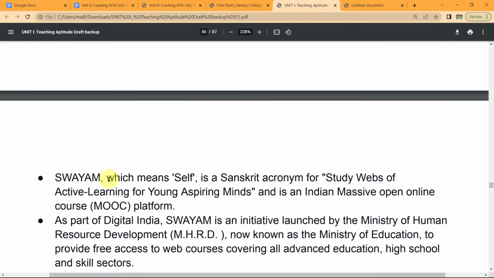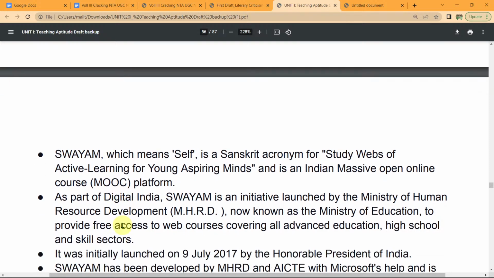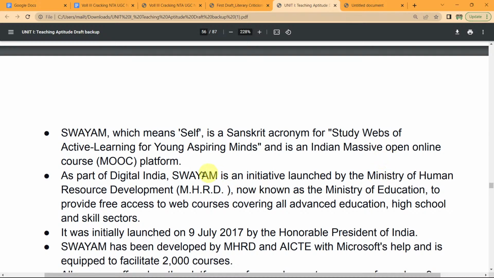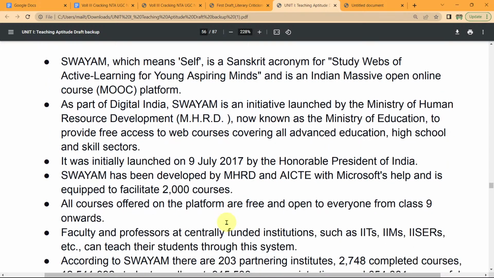So as part of Digital India, Swayam is initiated and launched by who? Ministry of Human Resource Development, MHRD, now known as simply Ministry of Education, and it is actually free access to all advanced courses. And remember, you should know the date, 9th July 2017, by the Honorable President of India.